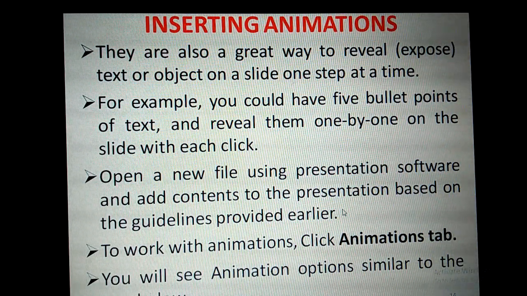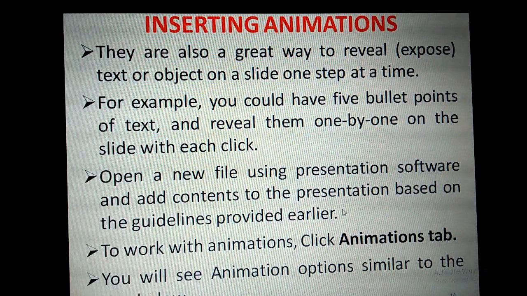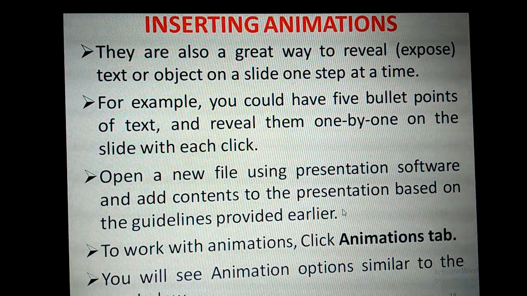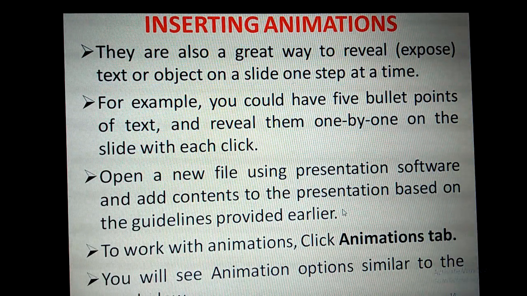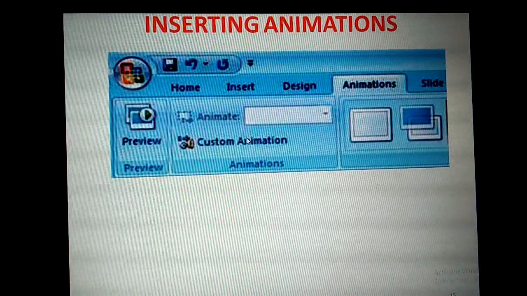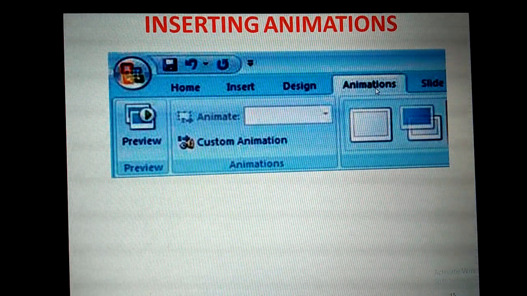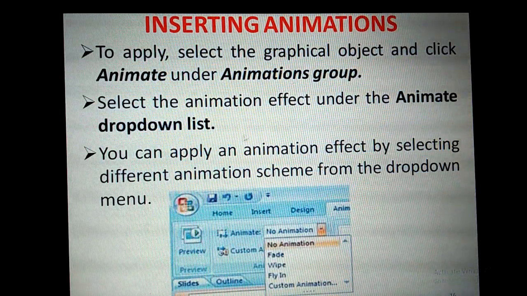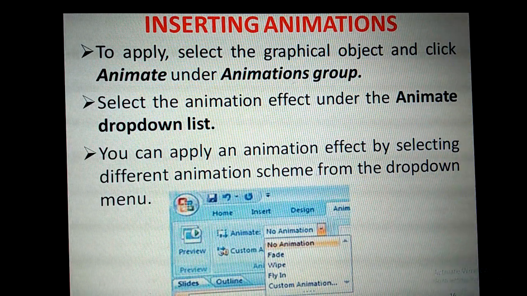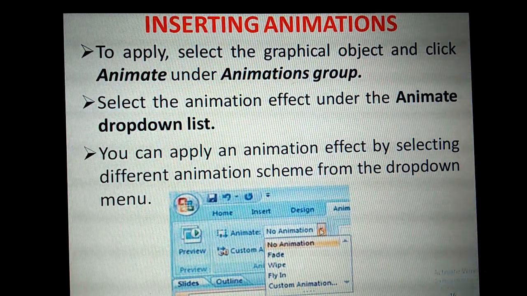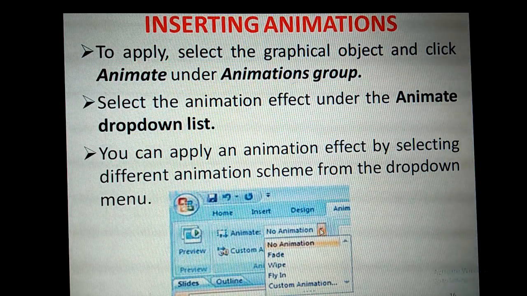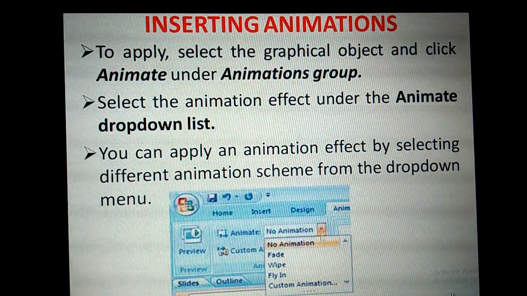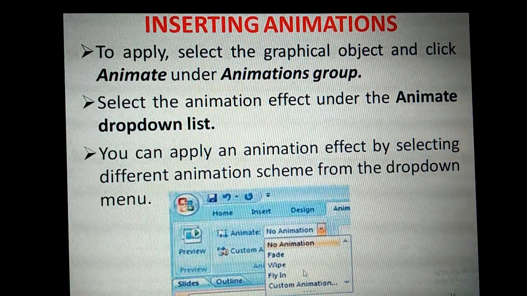Open a new file using presentation software and add contents to the presentation based on the guidelines provided earlier. To work with animations, we need to click on the Animations tab. Under the Animations group we have the Animate option and the Custom Animation option. Click on the small triangle located at the right side of the Animate box. You will see the Animate drop down list. You can apply an animation effect by selecting different animation schemes from the drop down menu.